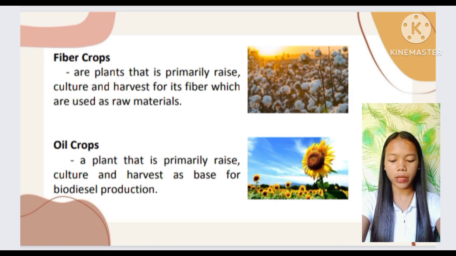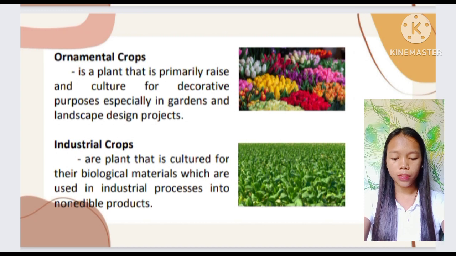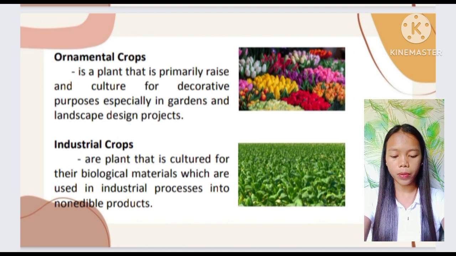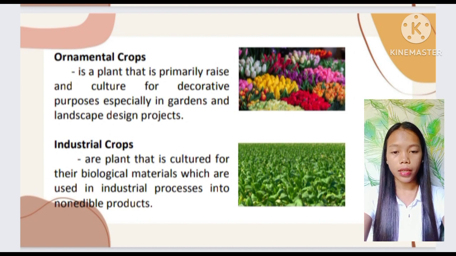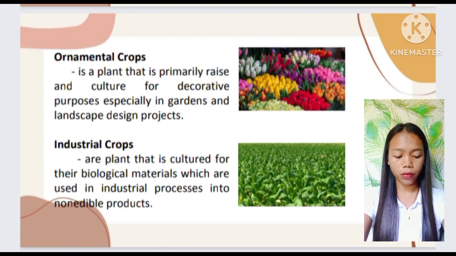as raw materials. Next is oil crops, plants that are primarily raised, cultured, and harvested as a base for biodiesel production. Another type of crops is the ornamental crops, plants that are primarily for decorative purposes, especially in gardens and landscape design projects. Lastly, we have industrial crops, plants that are cultured for their biological materials which are used in industrial processes into non-edible products.